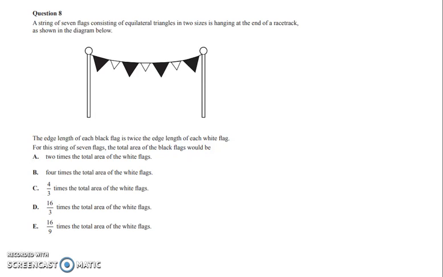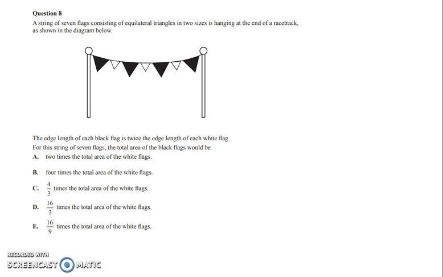Hi there, this question is from the 2016 exam 1. It is from the geometry and trigonometry section and it is question 8. A string of 7 flags consisting of equilateral triangles in 2 sizes is hanging at the end of the racetrack as shown by the diagram.